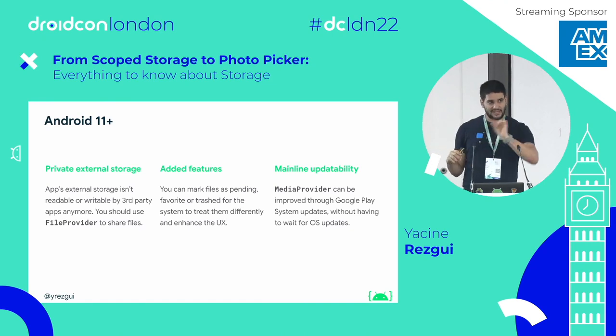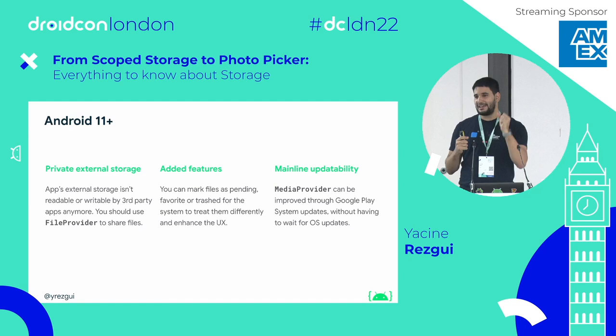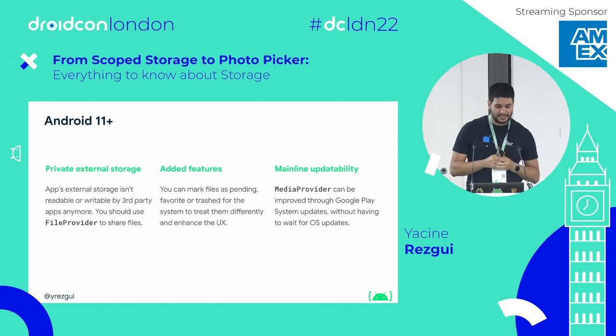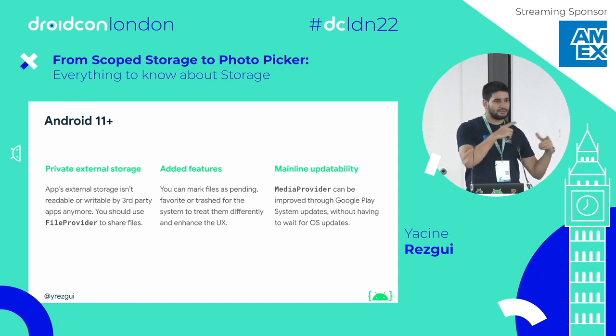And after that, you can flag them again as ready, so removing the isPending flag, and things will just run smoothly for other apps. And lastly, that will be really important regarding a section that I'm talking about after on the photo picker, the mainline updatability. So you've probably seen that maybe on your device you have WebView updates, security updates.